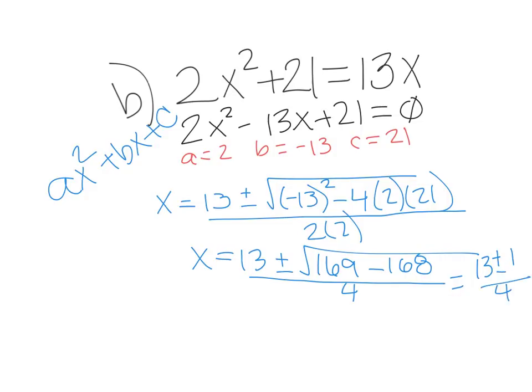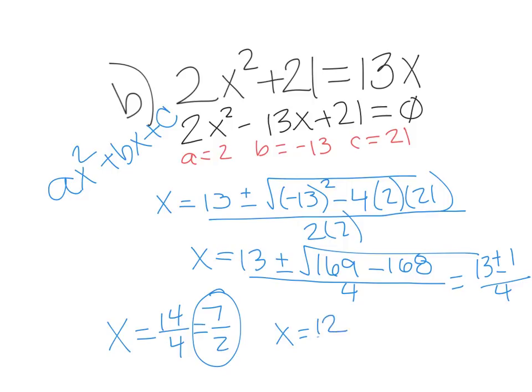I got this all right. I'm so excited. So, that's good. So, let's see. Running out of space. 13 plus 1 would give me 14 over 4, or 7 over 2. 13 subtract 1 would give me 12 over 4, or 3.